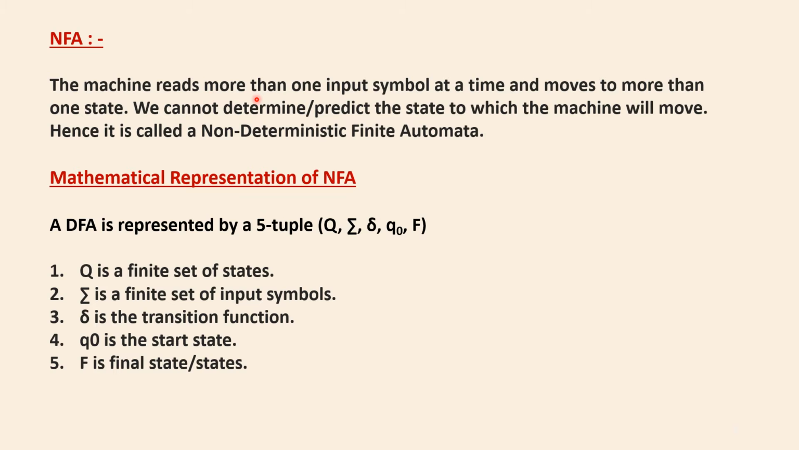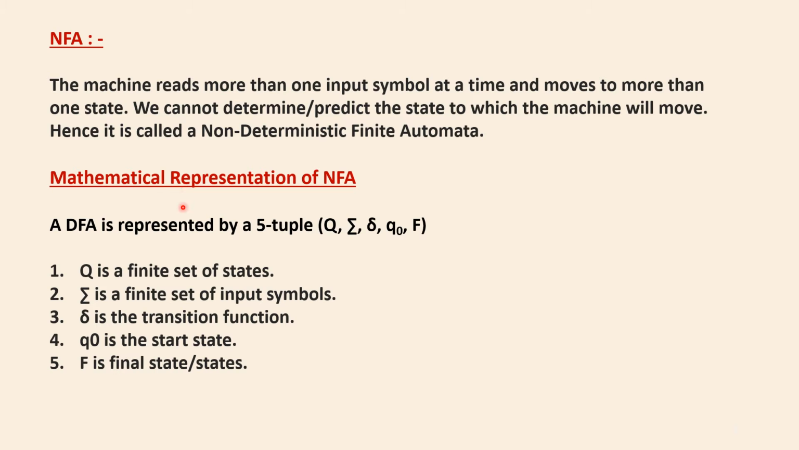In deterministic finite automata, the machine reads only one input symbol at a time and it moves to only one state. But in non-deterministic finite automata, it can read more than one input symbols at a time and move to more than one states. So here we cannot predict or determine to which state the machine will move next. So therefore we call this the non-deterministic finite automata.